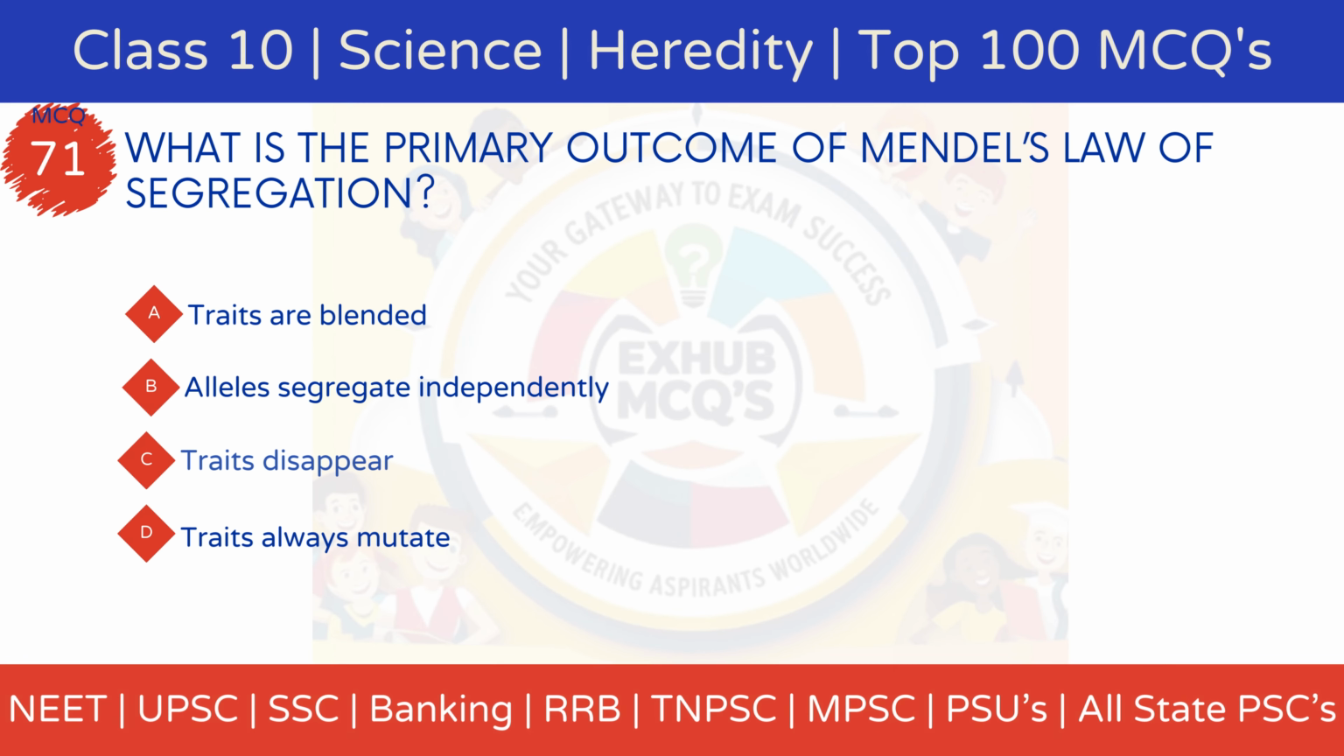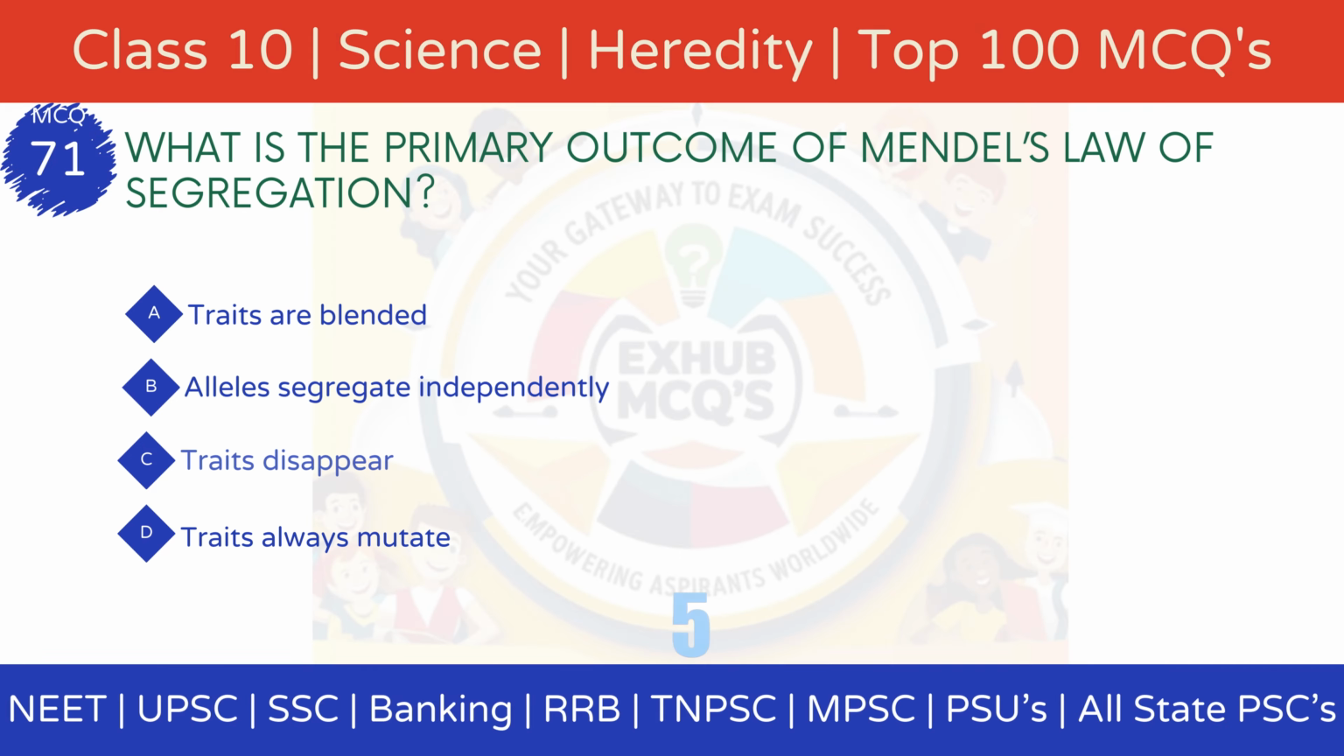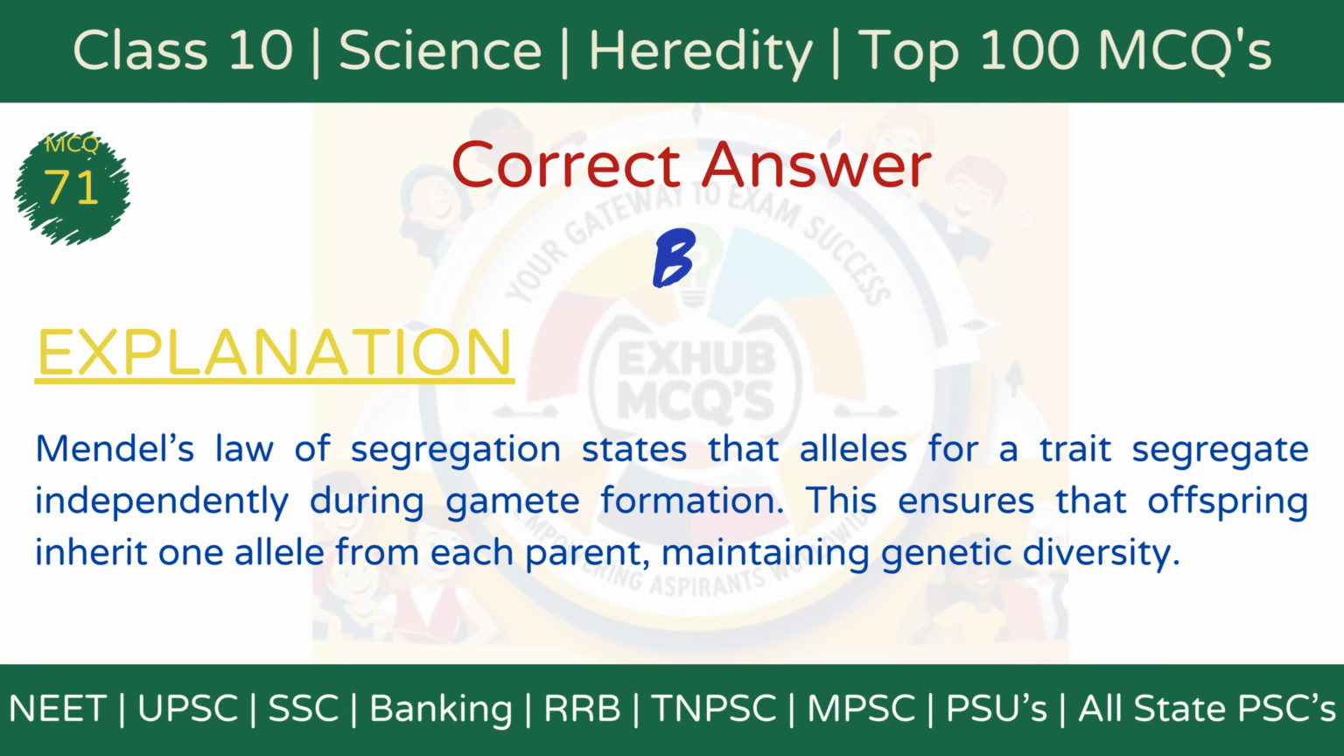MCQ 71. What is the primary outcome of Mendel's law of segregation? Option A, traits are blended. Option B, alleles segregate independently. Option C, traits disappear. Option D, traits always mutate. The correct answer is option B, alleles segregate independently.